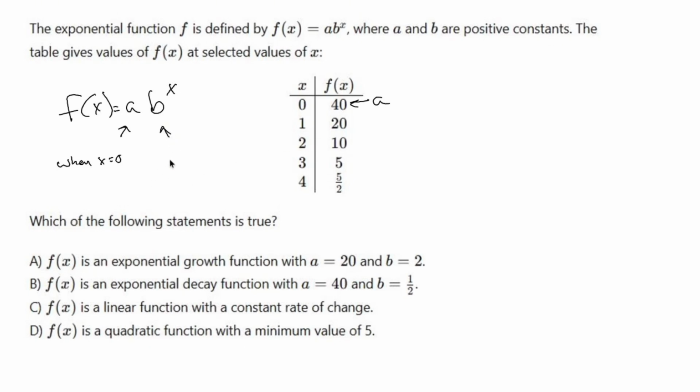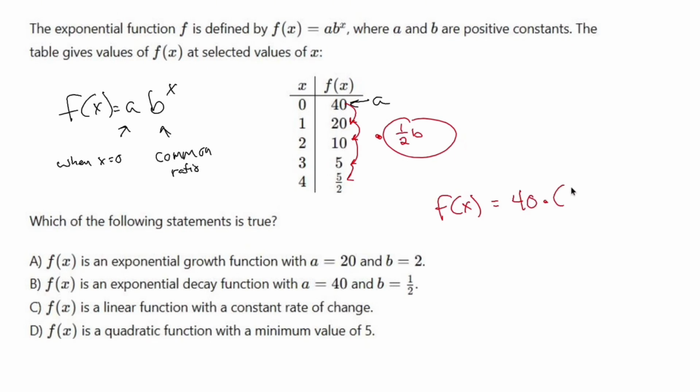Now b is basically the common ratio. In other words, what you do to get from one term to the next. In this case, the way we get from 40 to 20 to 10 to 5 to 5 over 2 is we divide by 2, or better yet, multiply by a half. So b is going to be 1/2. So we can set up our equation as f of x equals 40 times 1/2 to the x power. So a is 40, b is a half, and that gives us b as our answer.